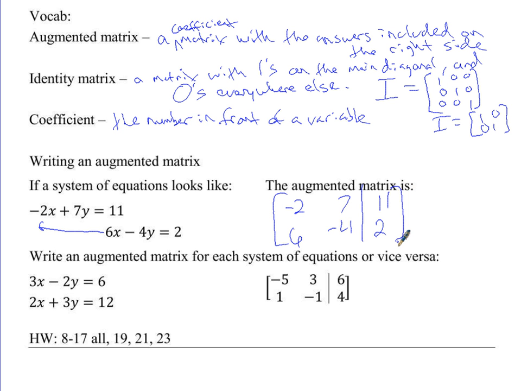So if you notice, the top row, negative 2x plus 7y equals 11. We have negative 2, positive 7, and then this bar, positive 11. Second row, positive 6 minus 4y equals 2. We have 6, negative 4, the bar, 2. This is an augmented matrix.